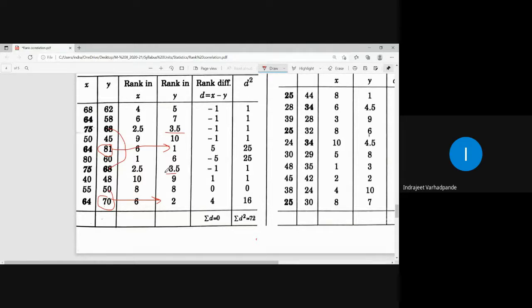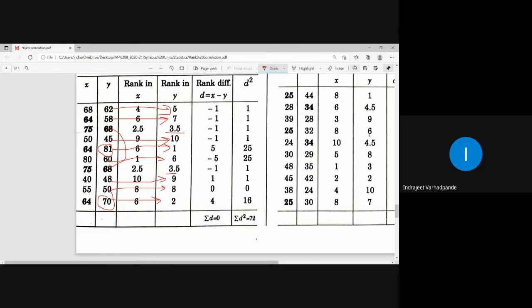Next lowest number is 62. It will be assigned rank 5. Then 60 will be assigned rank 6. Then 58 will be assigned rank 7. Then 50 will be assigned rank 8. Then 48 will be assigned rank 9. And 45 will be assigned rank 10.